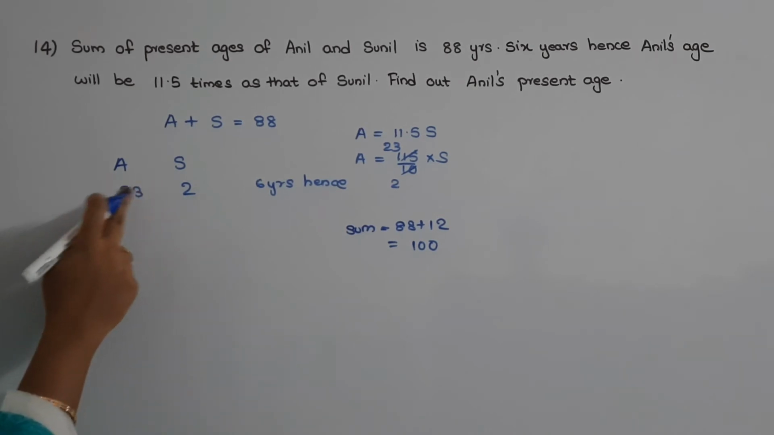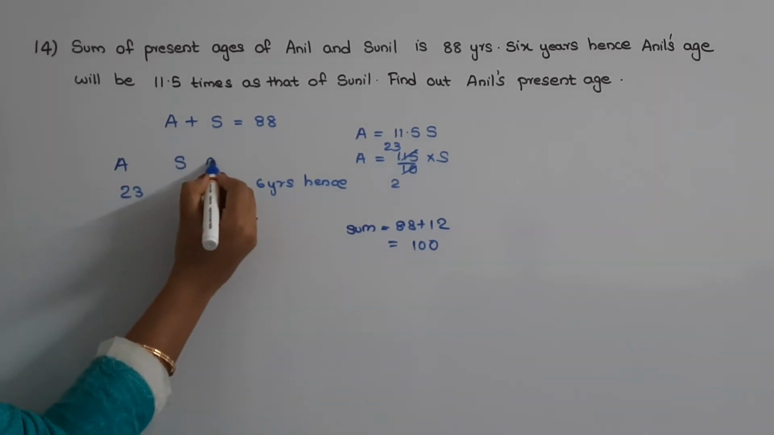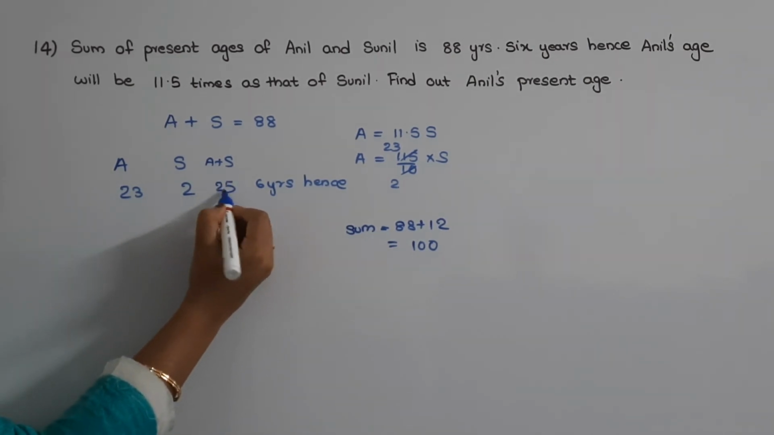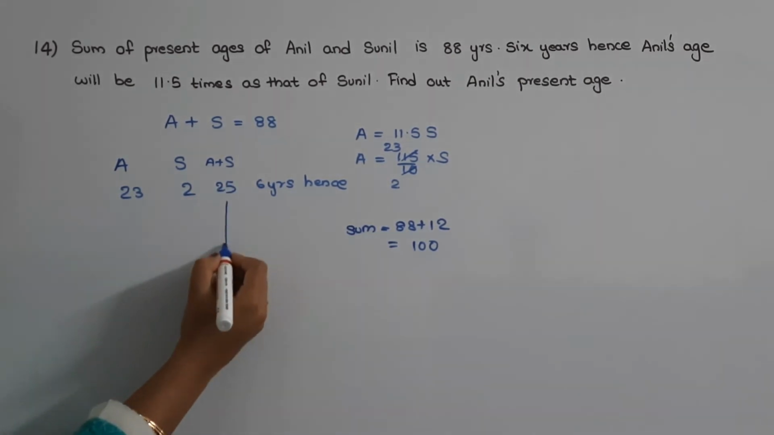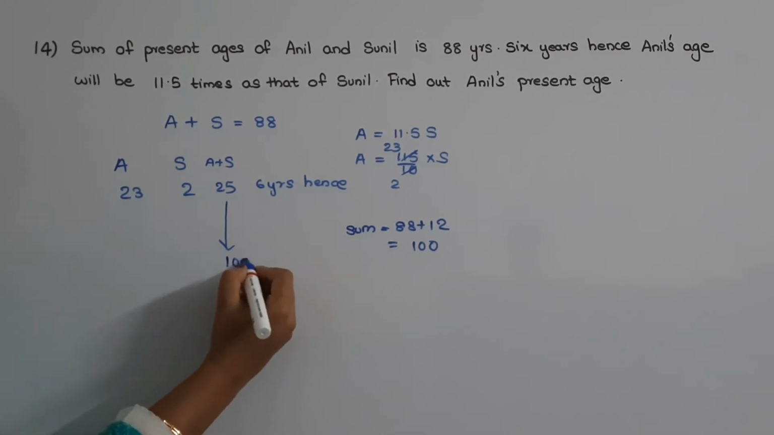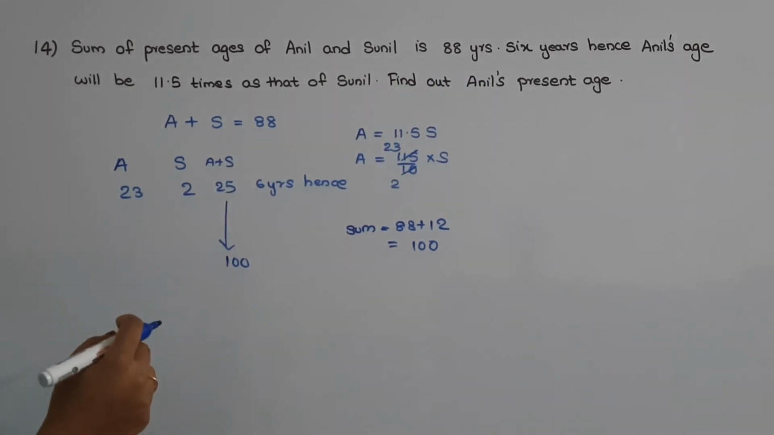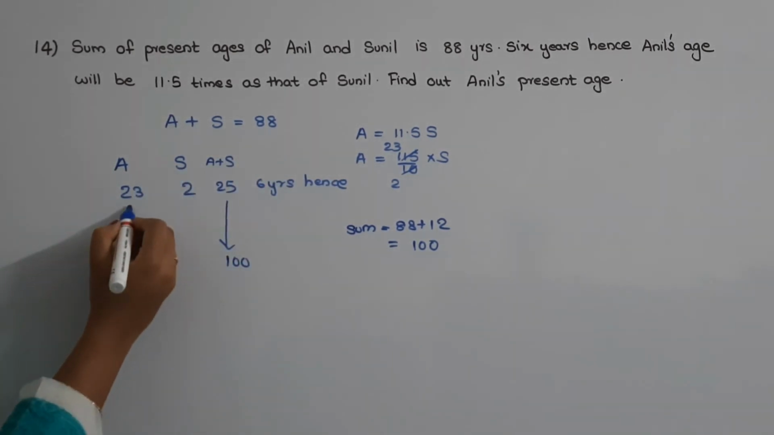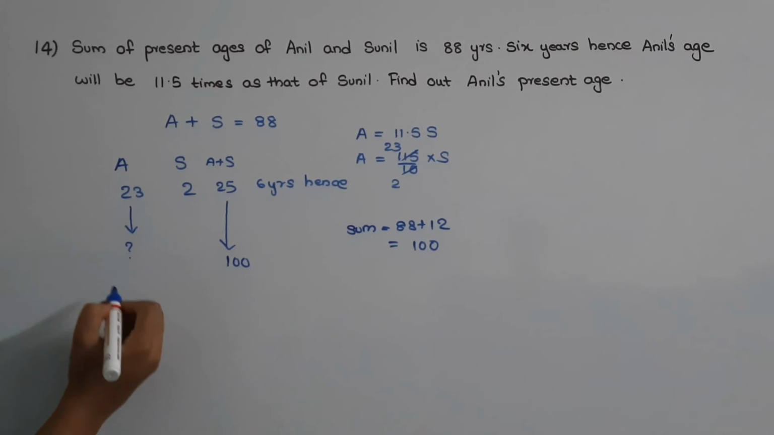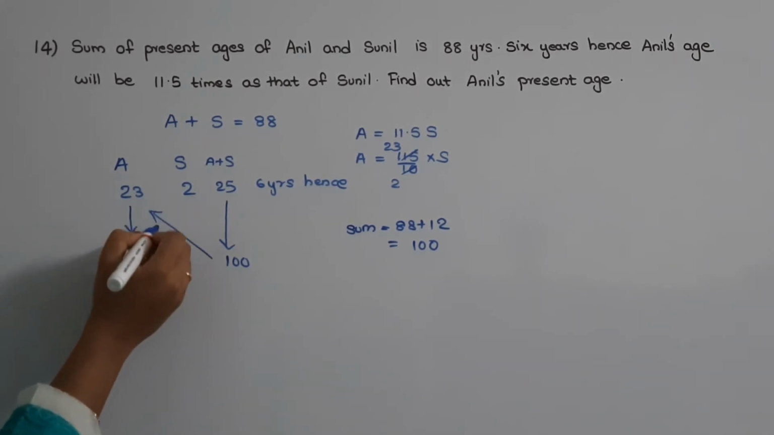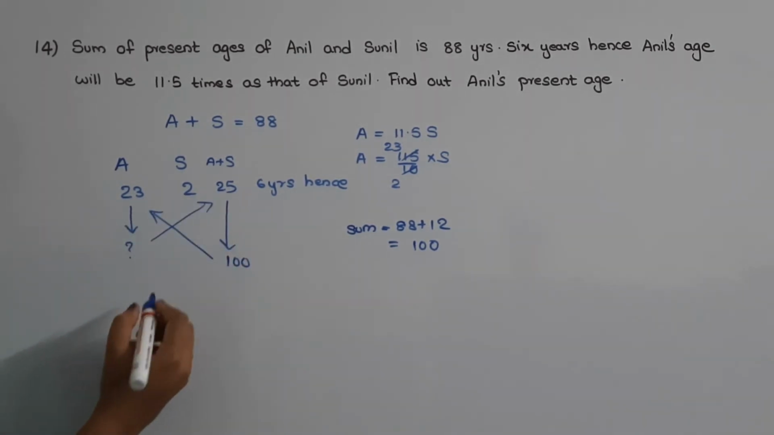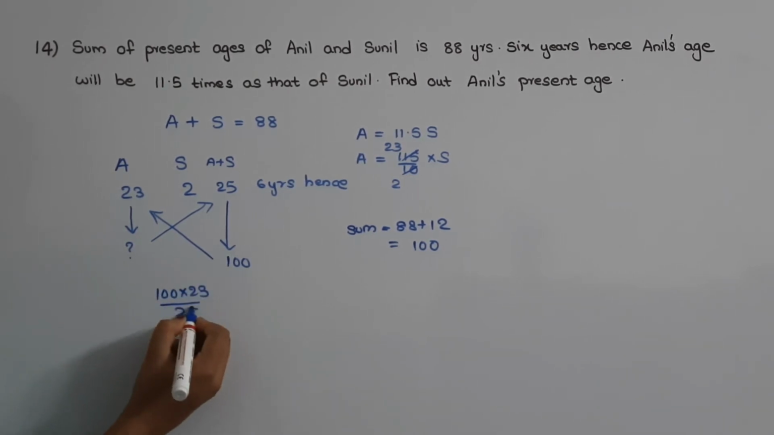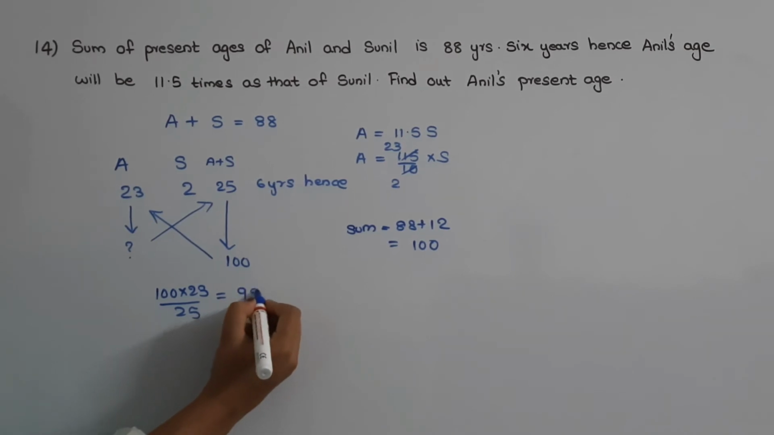Now, what will be the sum of the ratios of their ages? The sum of the ratios of their ages will be 23 plus 2, that is 25. Now, we can represent this 25 as this 100. We need to find out Anil's present age. So, let us first find out Anil's age 6 years hence. So, 6 years hence, what will be Anil's age? That will be 100 into 23 divided by 25, which will be equal to 92 years.